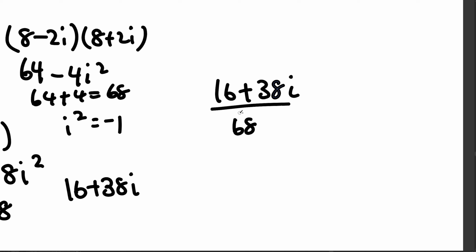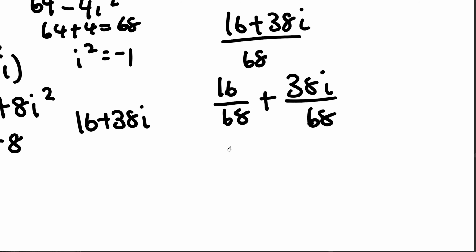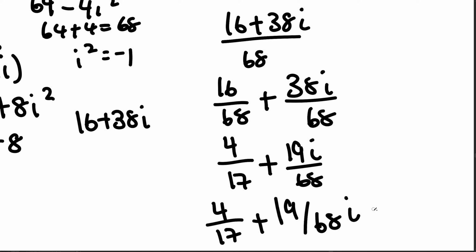Next, we can also simplify this by breaking it up. So 16 over 68 plus 38i over 68. And then we can divide this further. So it's going to be 4 over 17 plus 19i over 34. You can also see it written as this. Sometimes textbooks like to put the i in front of the fraction, but both are equivalent.